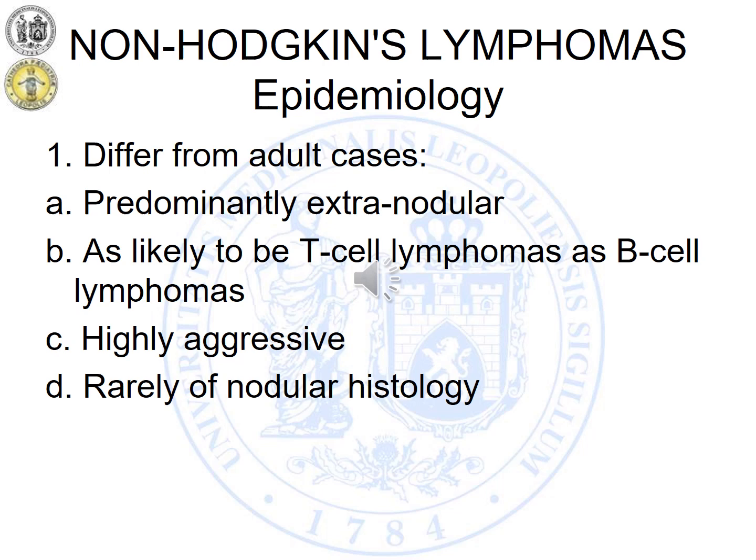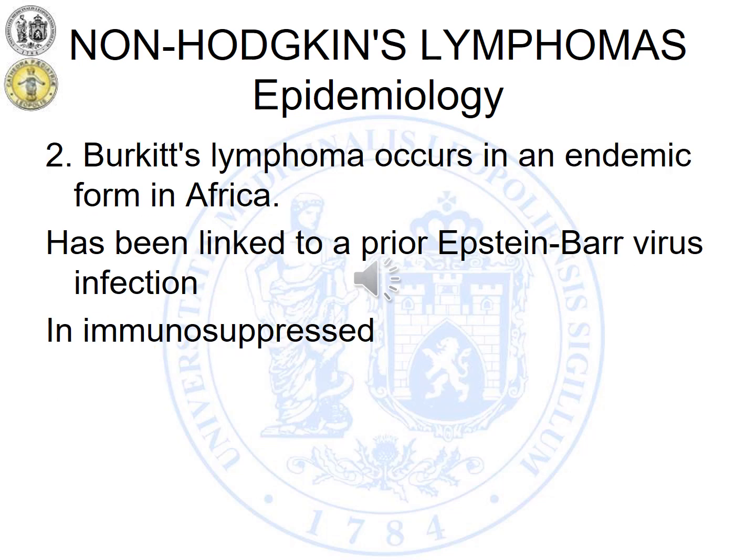Childhood non-Hodgkin's lymphomas differ from adult cases in that they are predominantly extranodal in presentation, as likely to be T-cell lymphoma as B-cell lymphoma, highly aggressive, and rarely of nodular histology. A subtype of non-Hodgkin's lymphoma, Burkitt's lymphoma, occurs in an endemic form in Africa with a presentation as a mass of the jaw and abdomen. Induction of the B-cell lymphoma in Africa has been linked to a prior Epstein-Barr virus infection occurring in young children who have been immunosuppressed by malaria or another infection such as HIV infection.